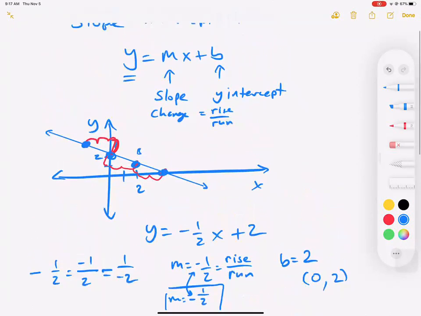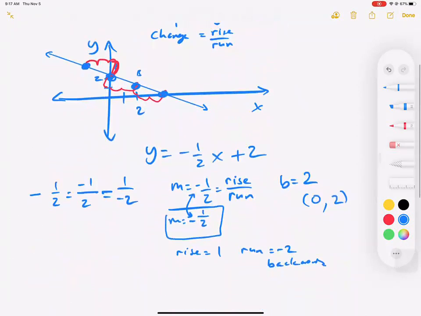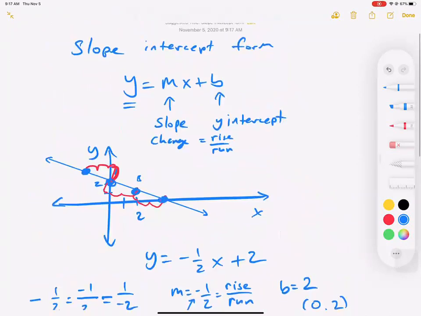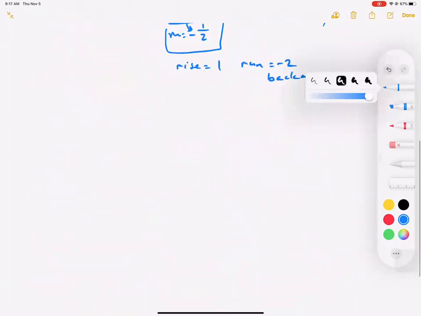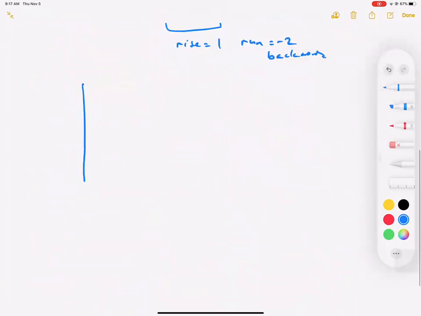Okay, so this is what we talked about before. Slope-intercept form is one of our easiest ways to graph. Let's go ahead and do one more. y is equal to negative 3/5 x plus, let's do plus 3.